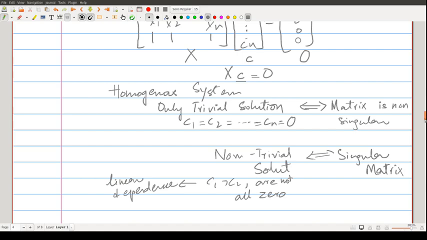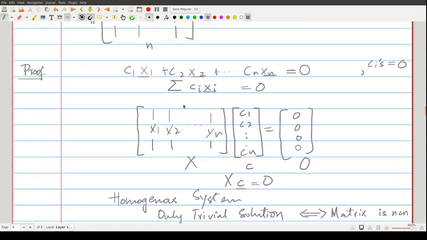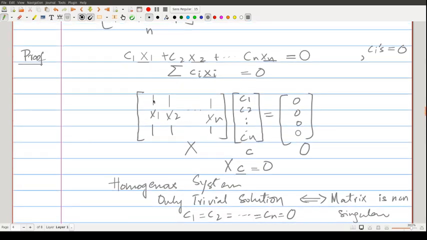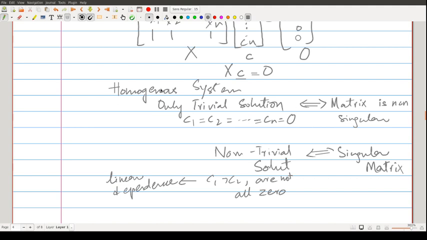And so the idea is that if you consider these n vectors as columns of a matrix, then these vectors will be linearly dependent if the matrix is singular. So linear dependence is essentially the same as having a singular matrix in your homogeneous system, right? And over here in this proof, we've just used the facts that we know about homogeneous systems and singular matrices and so on and so forth.